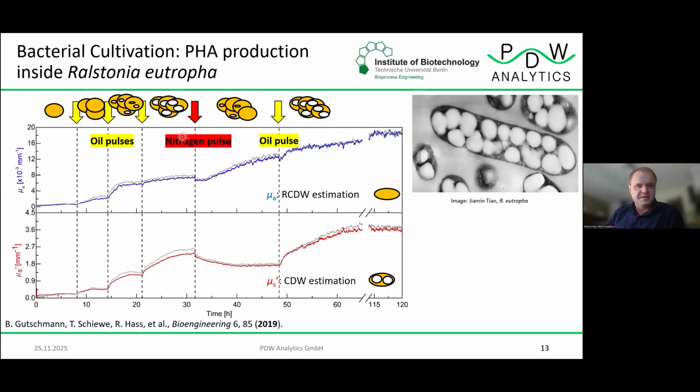For example, you see here when nitrogen is added, the cells start to grow, or continue growing, while the scattering goes down. That means the PHA content is consumed as an energy source. So they're in a depletion region and they consume their own fat, so to say, to keep on growing in cell dry weight. While for example, in this period here, where oil is applied as a fat source, indeed they accumulate PHA. So it's a way to allow for inline monitoring of PHA content.